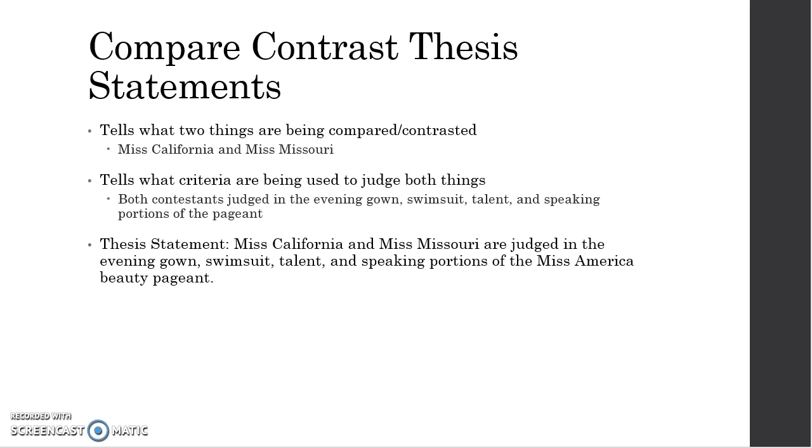And just like that, in your compare contrast papers, whatever two things you're comparing need to have the same criteria to judge both of the topics. All right, so in this case, the thesis statement: Miss California and Miss Missouri are judged in the evening gown, swimsuit, talent, and speaking portions of the Miss America beauty pageant. That lets us know these are the two things we're talking about, here's how they are both going to be talked about, and here's how they're both going to be judged.